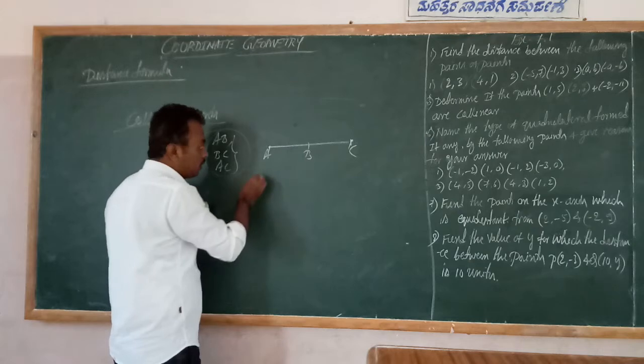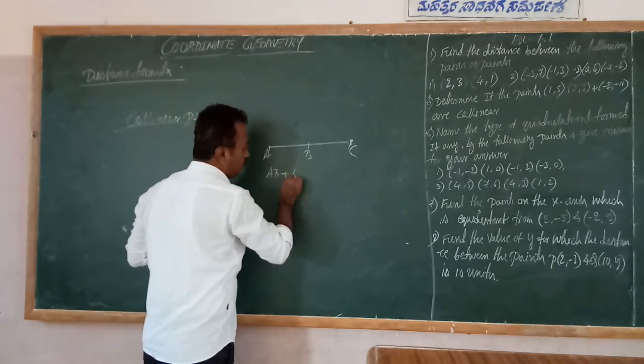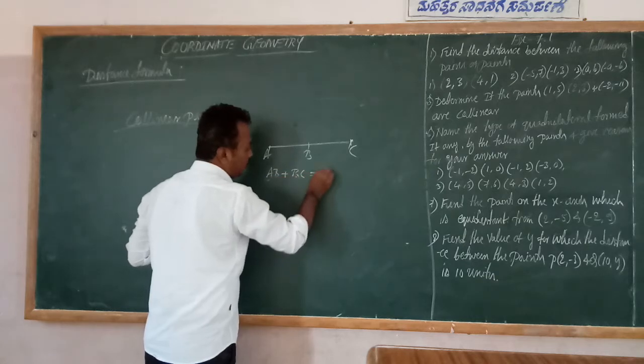So one more method is there. The sum of any two sides, AB and BC, is equal to AC.